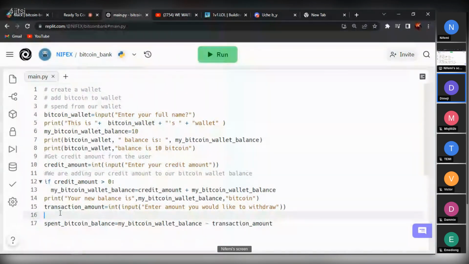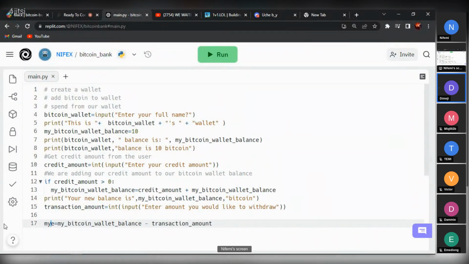If what? Your code is not updated. Remove that. We change line 17, that spent Bitcoin balance to something. Do you remember that now? Oh, yes. Yes. Yeah, Victor, we're almost done. In less than 5 minutes, we'll be done.